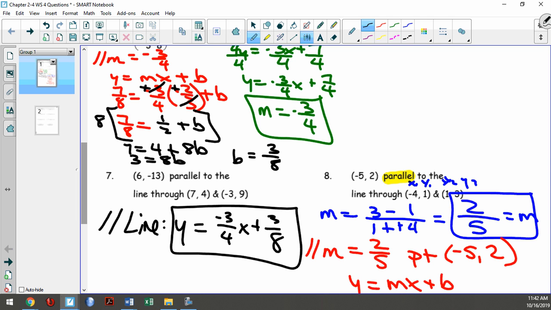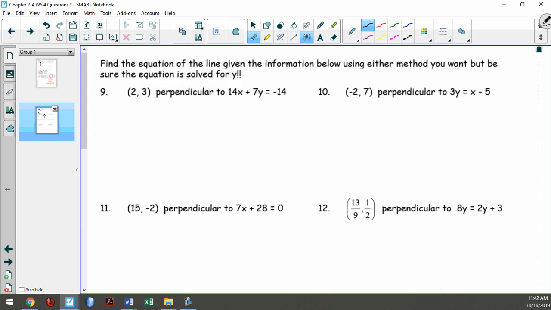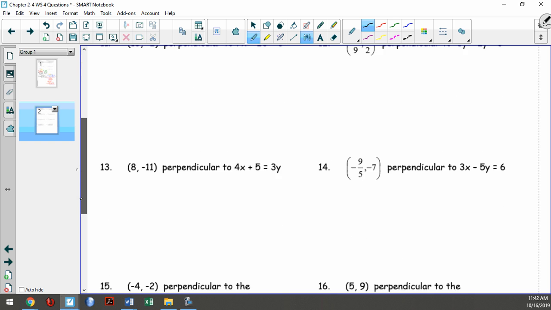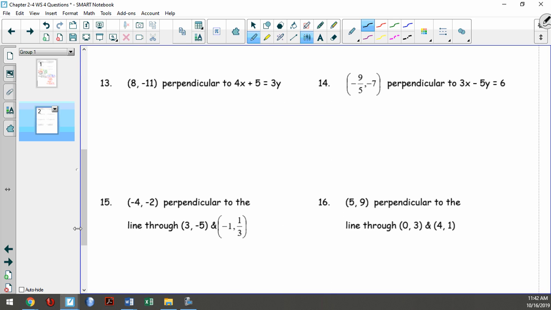Okay, the back page. Do we have any questions on the back page? 14. Number 14. Perpendicular, right? We're doing perpendicular. So what do I do first on number 14? I need to solve this thing for y by finding the slope. So this is going to be minus 5y is equal to negative 3x plus 6. Then what?